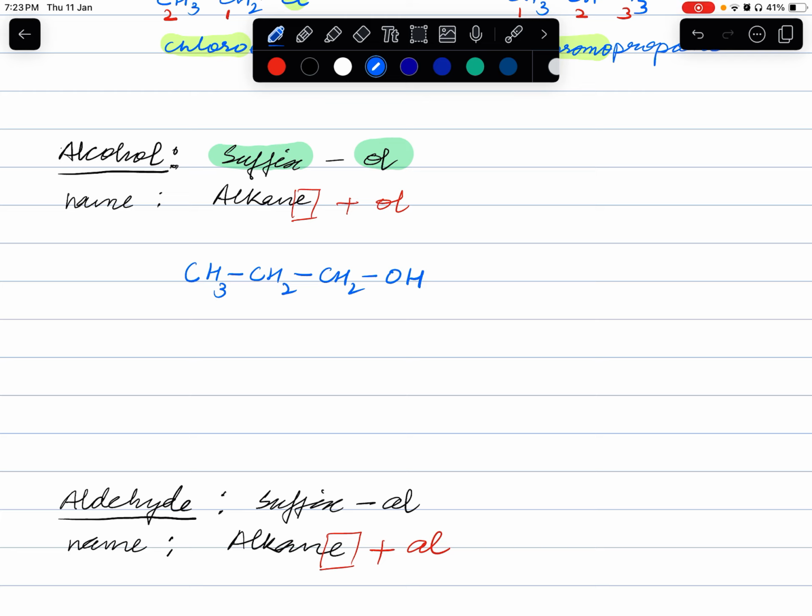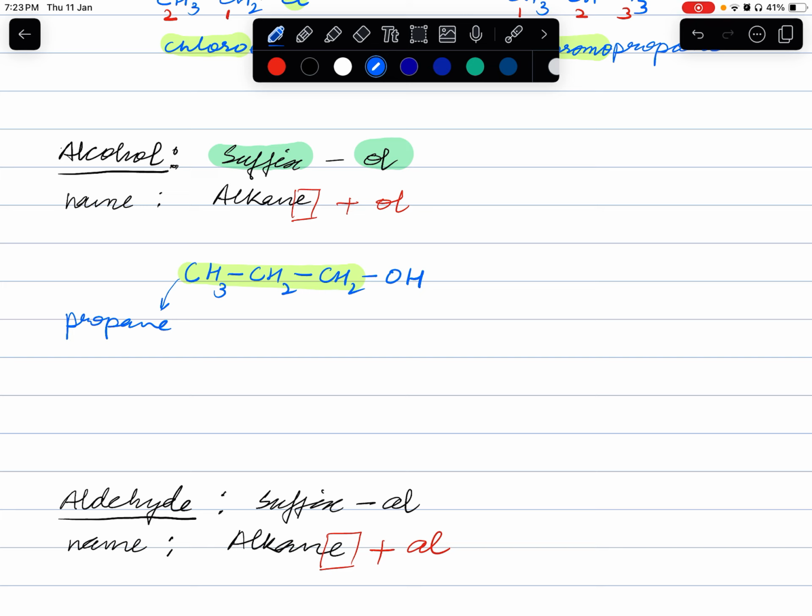So this is the class of compound. First, we will identify the chain or the parent chain. What is the parent chain? This is your parent chain. How many carbon atoms? 3 carbon atoms. When 3 carbon atoms are there, so the parent chain, I'm highlighting here, this parent chain is what will give you the parent name as propane, right?